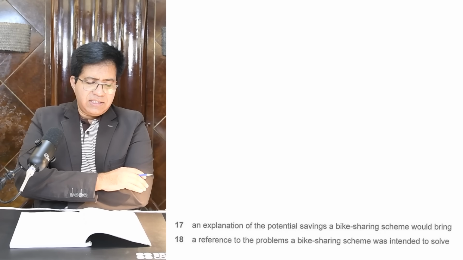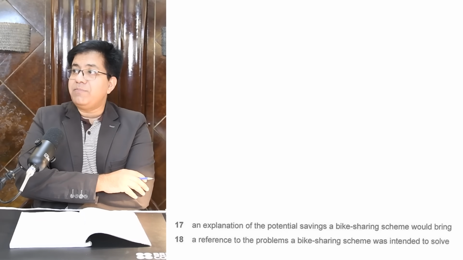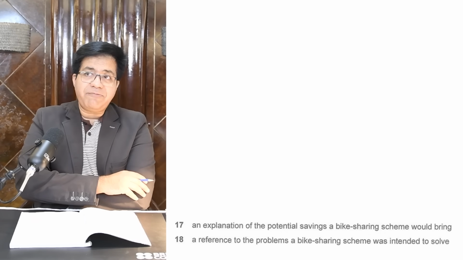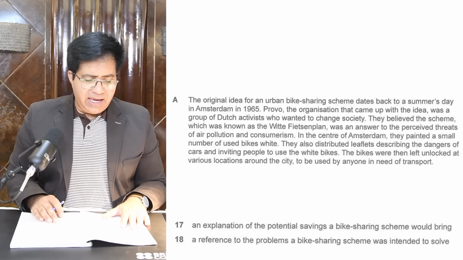That is, the problem was air pollution and consumerism. And the bike sharing scheme was the answer to solve these problems. Exactly. That is paragraph A. You have read it already. Everyone, please come to paragraph A.